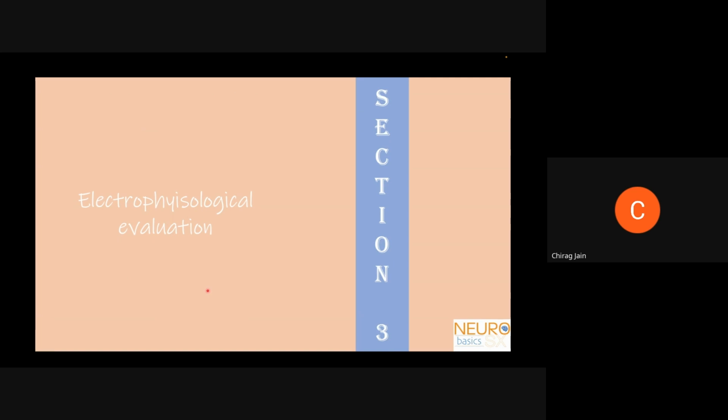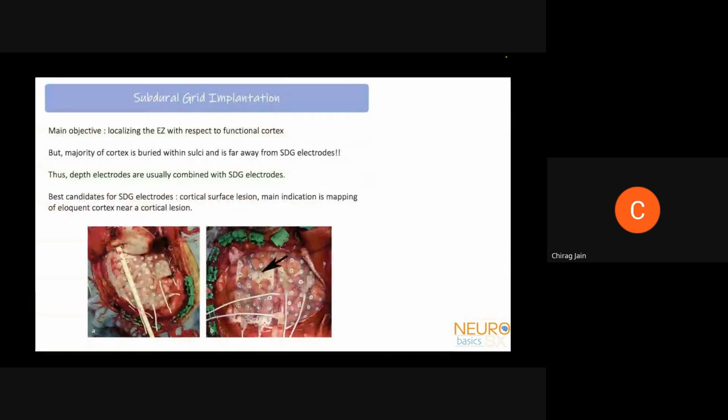So that brings us to our last section for today. That is electrophysiological evaluation. We're not going to be discussing EEG because that is the role of the neurologist. We're going to discuss what we as neurosurgeons would do. So first is subdural grid implantation.